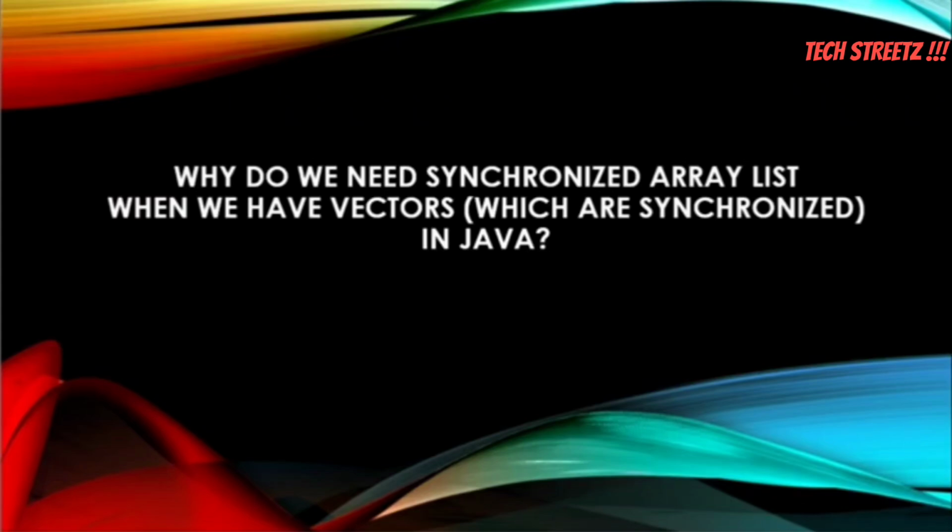Vectors are considered outdated in Java and have been unofficially deprecated. Vector also synchronizes on a per operation basis, which is almost never needed. Most Java programmers prefer to use ArrayList since they can synchronize the ArrayList explicitly if they need to do so. So these are the reasons why we need synchronized ArrayList even though we have vectors.